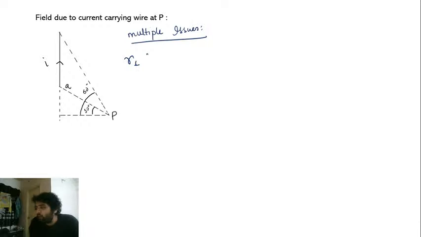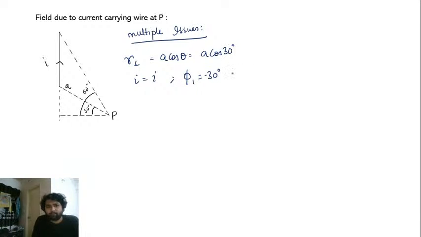R perpendicular will be how much? R perpendicular, if you see this triangle here, R perpendicular will be equal to A into cos theta, which is also A cos theta. Okay, the perpendicular distance we found out. And I value is given as I. And phi 1 is taken as minus 30 degrees. क्योंकि ये ऊपर है. अब phi 1 देख लो, ऊपर वाला देख लो. Phi 1 is 60 degrees on top.